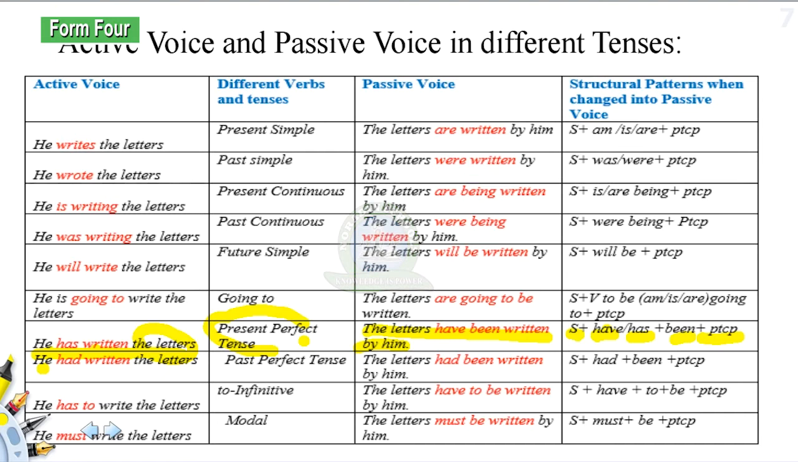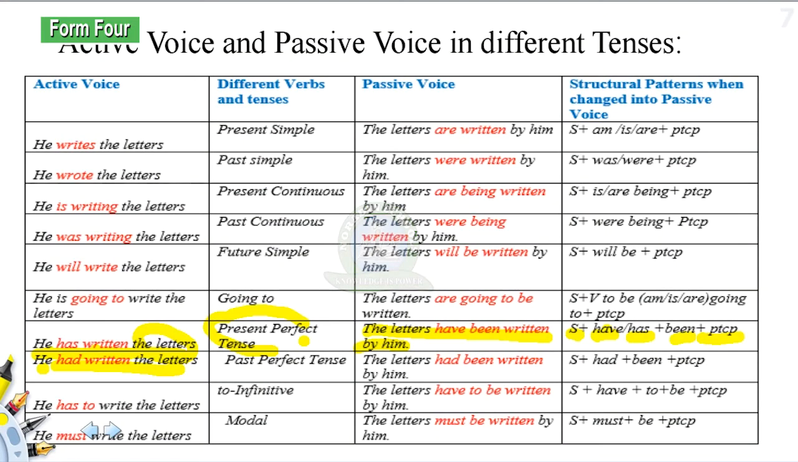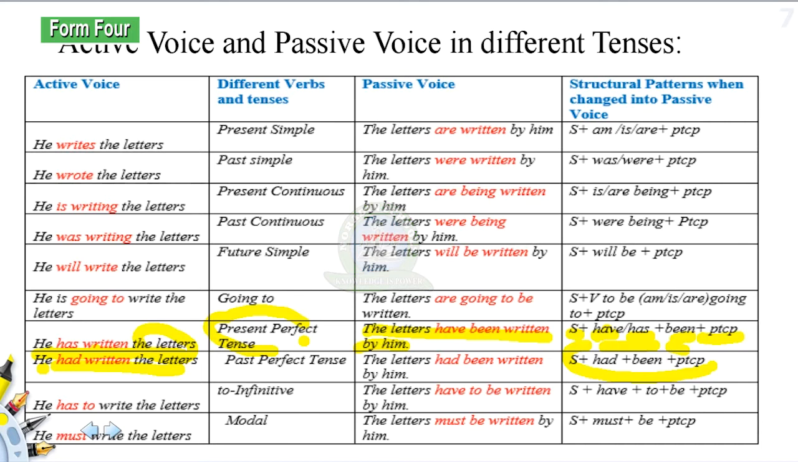Another: he had written, this is past perfect tense. He had written the letters. When you want to use passive voice in past perfect tense, you have to remember this formula: had, been, and the verb past participle, because it's very important. For example, look at it: he had written the letters, past perfect tense. Change into passive voice: the letters had been written by him. So remember, had been and past participle.